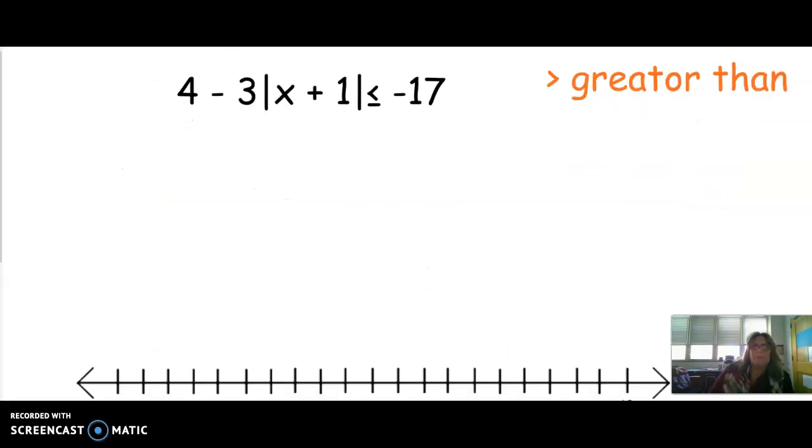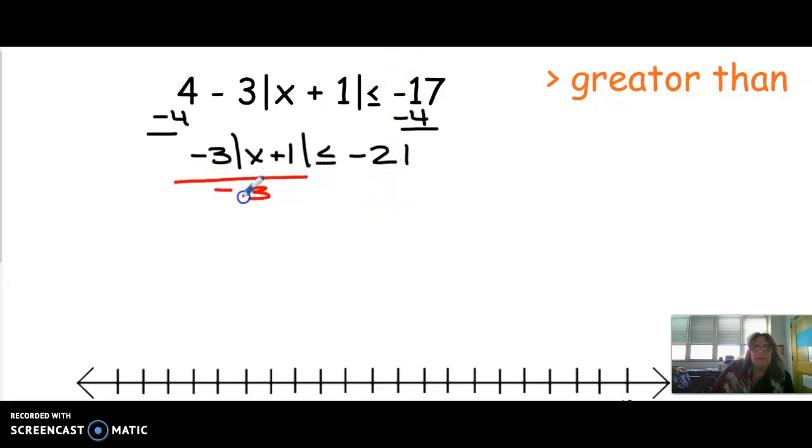Let's try this one. First thing we want to do is get our absolute value signs by itself. So I'm going to subtract 4 from both sides. So -3, absolute value x plus 1 is less than or equal to -21. Now, I'm going to divide both sides by -3. Here's one thing that you should make sure that you always remember. If we multiply or divide by a negative and we have an inequality sign, that switches our inequality sign. So now we have the absolute value of x plus 1 is greater than 7.